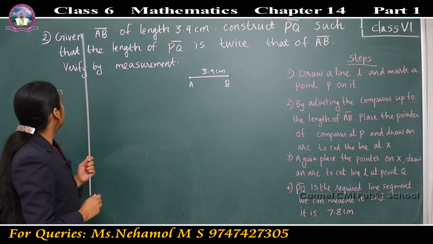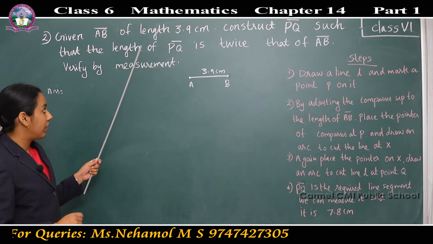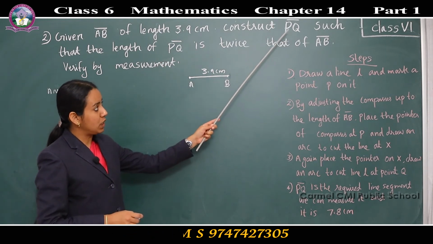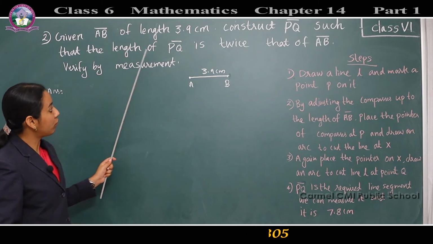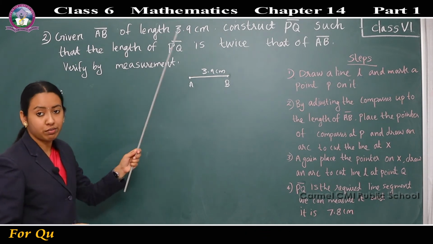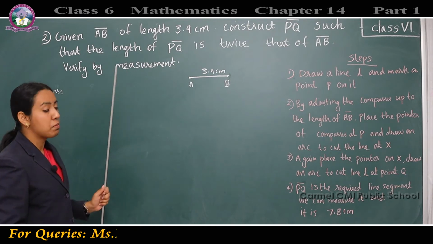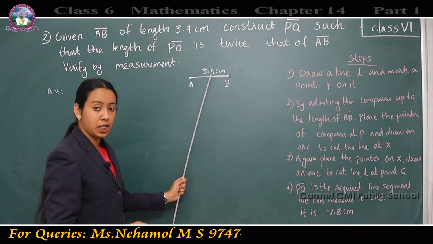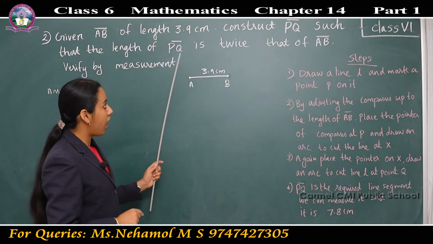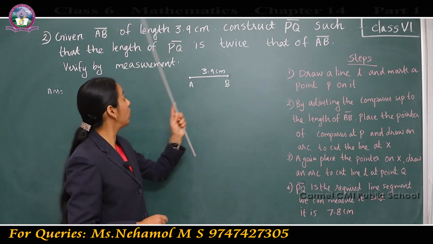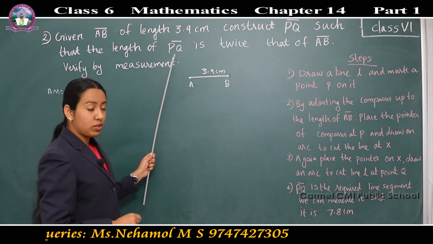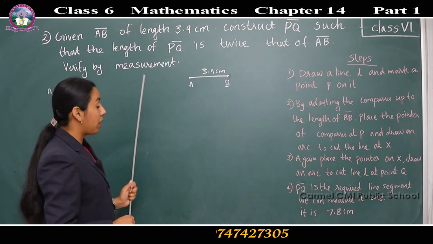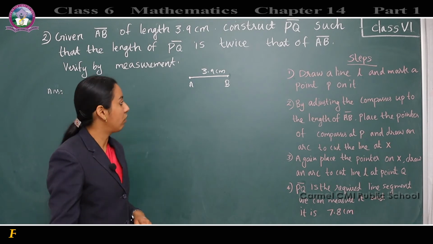Next question. Given line segment AB of length 3.9 centimeter, construct line segment PQ such that the length of PQ is twice that of AB. Verify by measurement. What is the question? One line segment AB is given, 3.9 centimeter. Then we have to construct a line segment PQ such that length of PQ is twice that of AB. Then we have to verify it by taking measurement. Then how can we draw it?